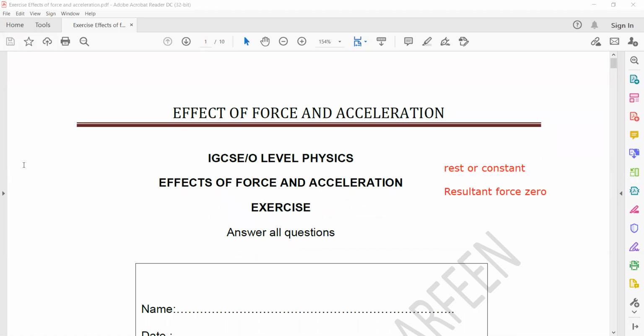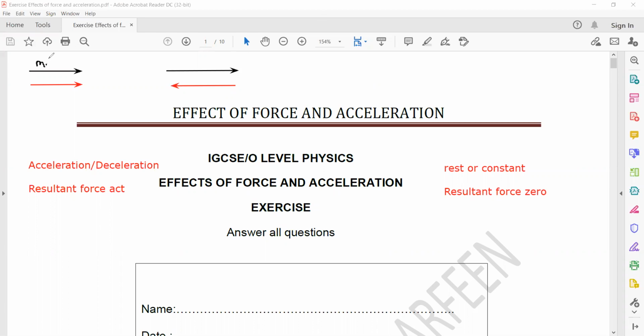And whenever an object is accelerating or decelerating, then there will be a resultant force acting on the object. If it is accelerating, then the direction of the motion, the direction in which the object is traveling, and the direction of the resultant force will be the same. But if it is decelerating, the direction of the motion and the resultant force will be opposite.